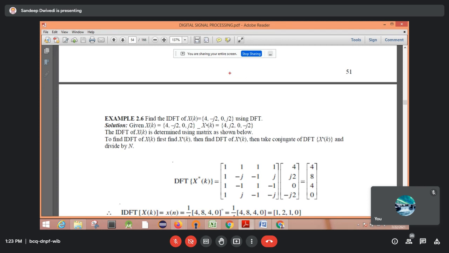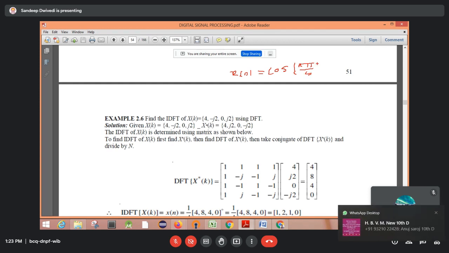In the same manner, you can get a question like this also. X of n, some sinusoidal or cosine waveform will be given. X of n is equal to cos of some angle, and along with that angle n will be there. They can write pi by 4 or pi by 2 or something. This is pi by 4.